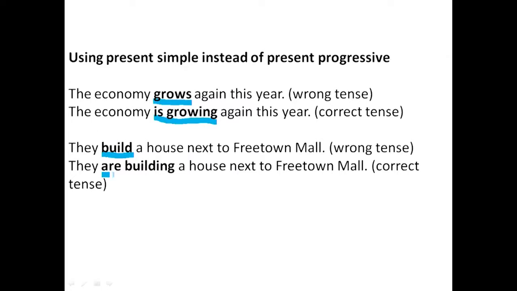So using the present simple regarding building, we run into a mistake, because it's an activity that will stop sometime in the future. So they are building a house next to Freetown Mall is correct, because the building will continue and it has to stop. Everything to do with the building has to stop. It has to come to fruition. Let's just put it that way.